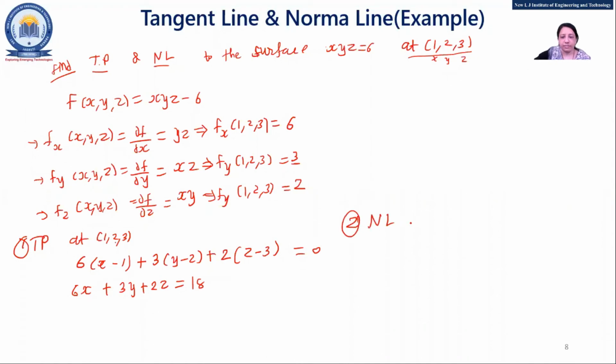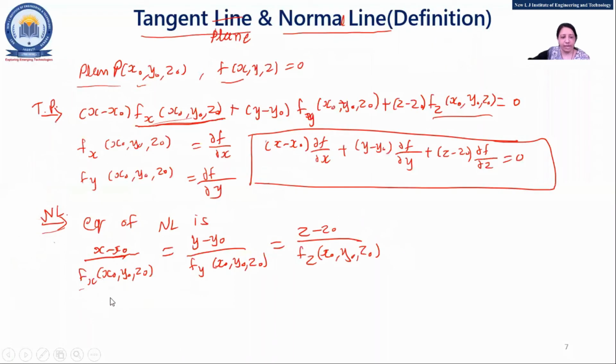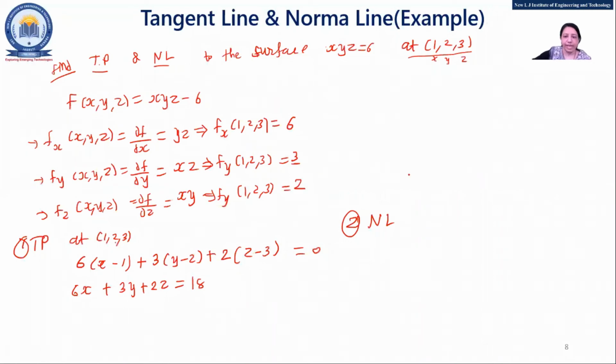Now normal line. That is x minus x0 upon fx, equal to y minus y0 upon fy, equal to z minus z0 upon fz, where x0, y0, z0 you need to consider at the point. So x minus 1 upon fx, which is 6, equal to y minus 2 upon 3, equal to z minus 3 upon 2.